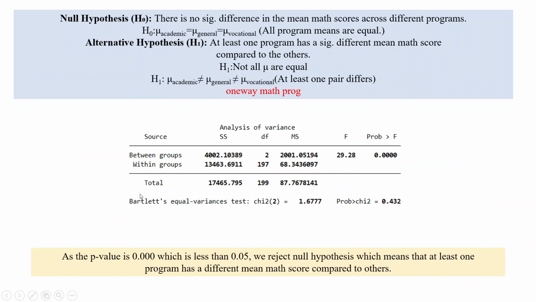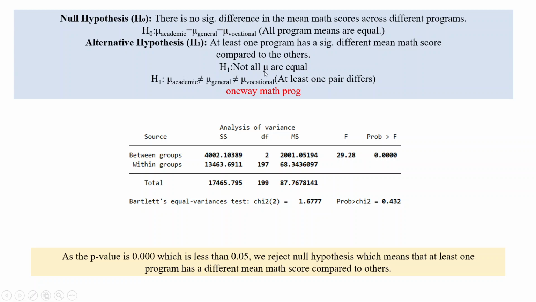Now we will run the ANOVA, but the null hypothesis is there is no significant difference in mean math scores across the different programs. 3 programs are there: academic, general, and vocational. So H0 is mu academic is equal to mu general is equal to mu vocational. All program means are equal. Alternative, at least one program has a significantly different mean math score compared to the others.